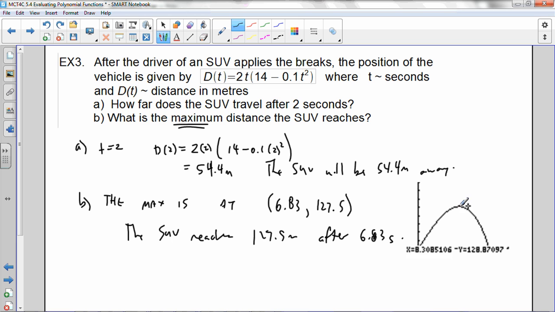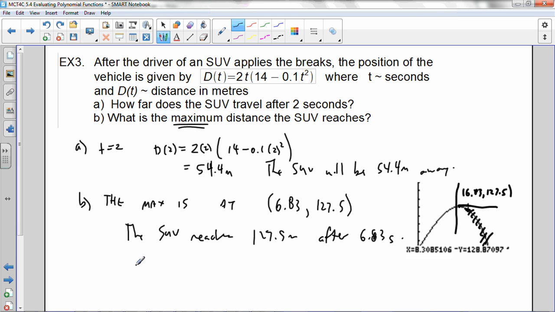Right there, that's the maximum, right? That was that 6.83 and 127. It should have stopped, right? The distance should have stayed there. And it was inappropriate to use this because it's not like the SUV is going to be moving backwards. Maybe if they slammed it into reverse, it would start going backwards. But if this is just the brakes, it should have stopped and stayed at 127.5. This was an inappropriate use of this model.